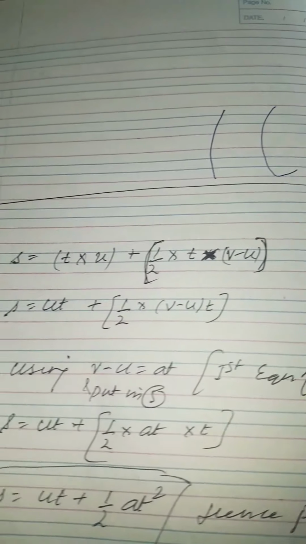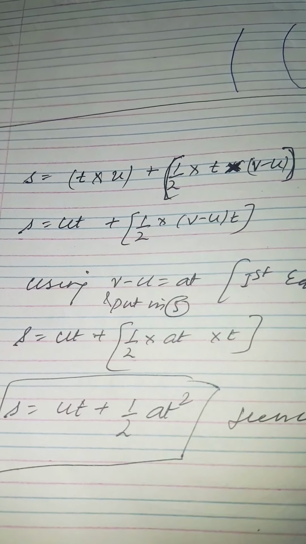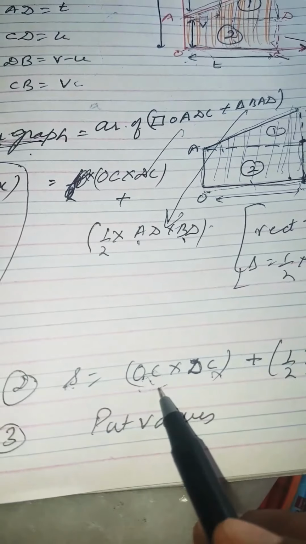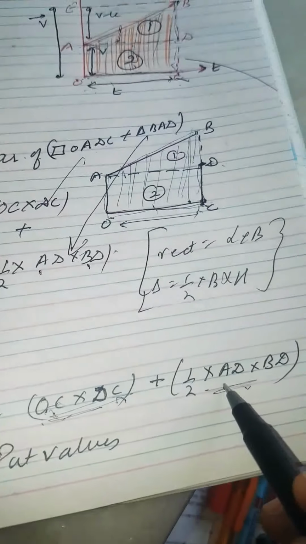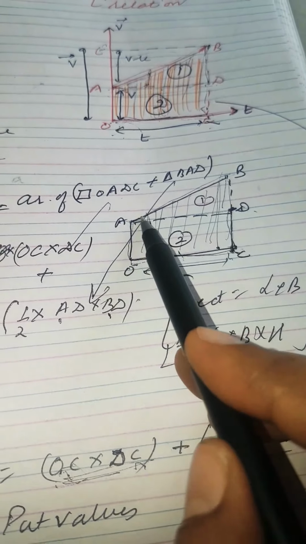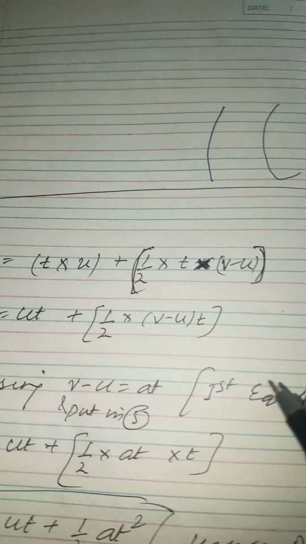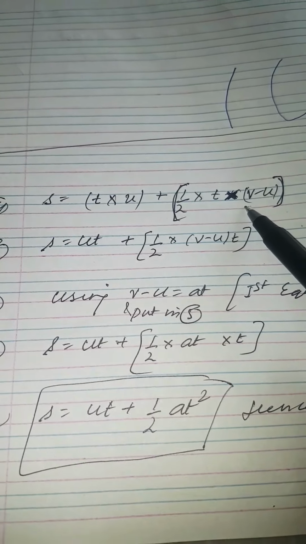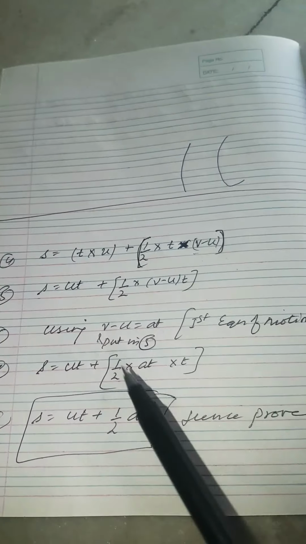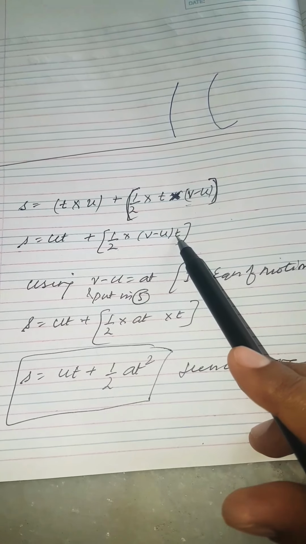So after putting all these values, we have S equals to UT, and half into AD है आपका T और BD था हमारा V minus U. So half into T into V minus U. अब सारा आगे maths शुरू हो गया step by step. तो ये क्या आ गया आपका S equal to UT plus half into V minus U into T.